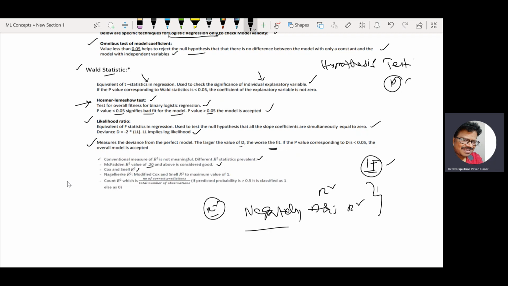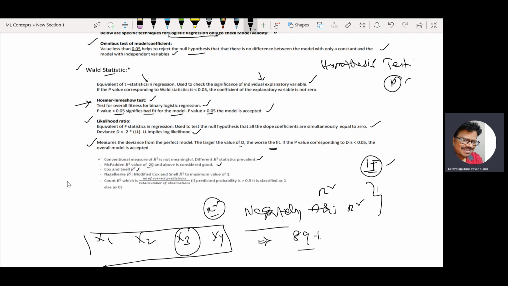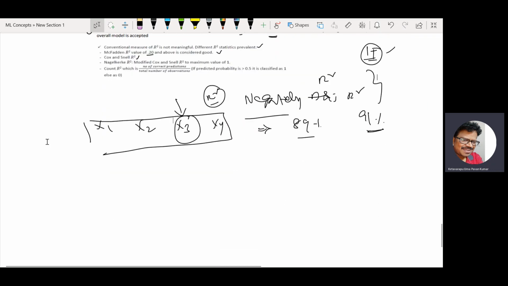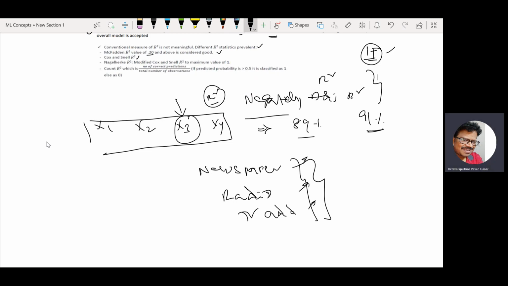Negatively in the sense, guys, maybe we have x1, x2, x3, x4. If I add all these, maybe I get 89 percent accuracy. If I remove X3, I may get 91 percent, meaning this particular X3 is hurting the model. And I have seen one case study, friends. You might have seen newspaper ads, radio, and TV ads. The process is that we need to study them individually and in combination to see whether our sales increased or not. In that particular case, guys, it is pretty simple.